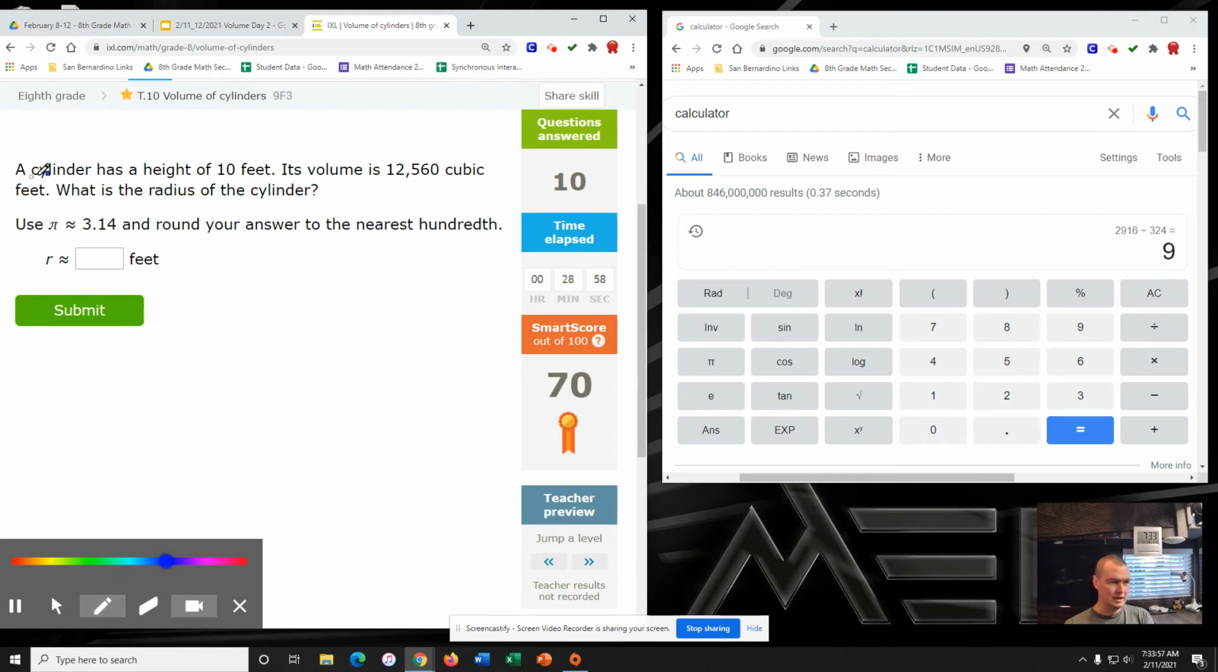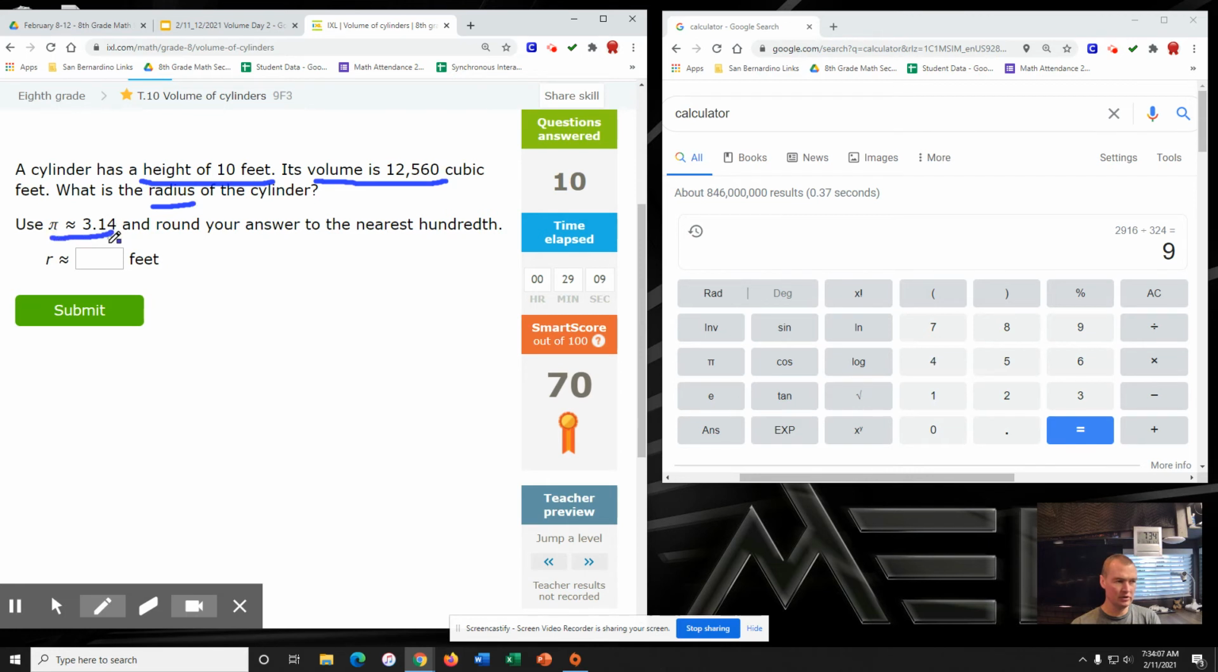All right, here we go. Let's see what we got. A cylinder has a height of 10. Its volume is 12,560. What is the radius of the cylinder? So we don't know radius, but we do know that pi is 3.14. Because we're solving for radius, again, we're looking for a whole number. It should come out pretty nice. All right, formula, right? It's like, man, where do I start? Just use the same formula over and over. So volume equals pi times radius squared times h.